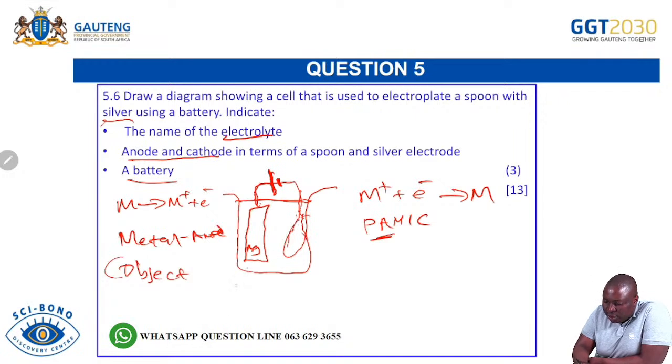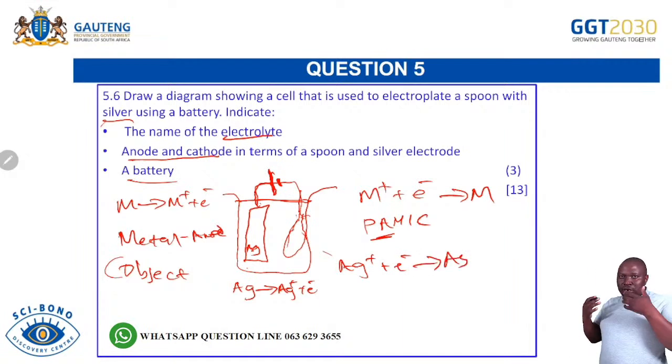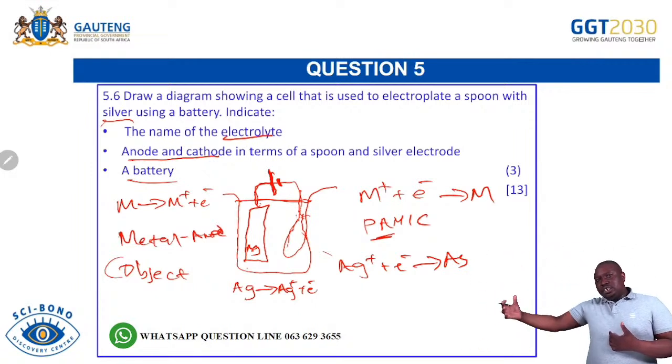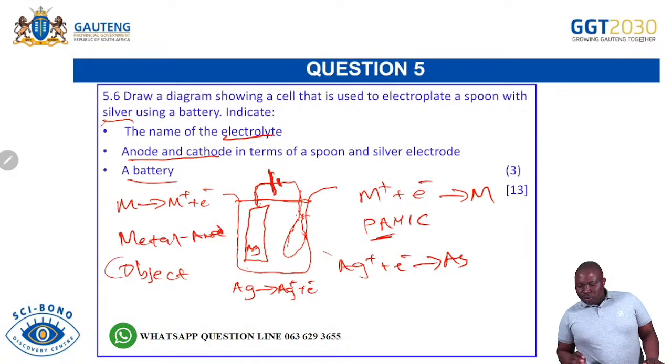So don't forget, because silver is going to lose electrons on this side, and on the side of the spoon, you are going to gain the electrons. So you just write the reverse reaction of that. So it's only one reaction. Loss of electrons where the metal is, and where the object is, you write the reverse reaction. Then you are able to get your full marks.